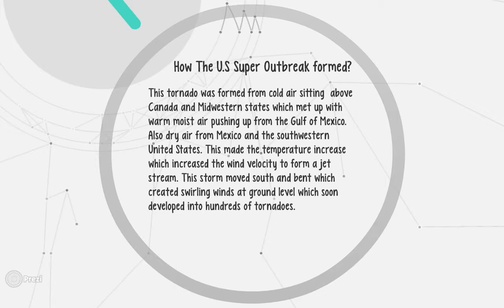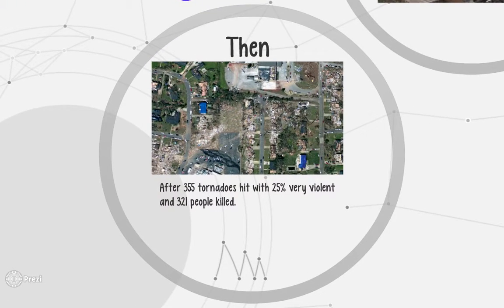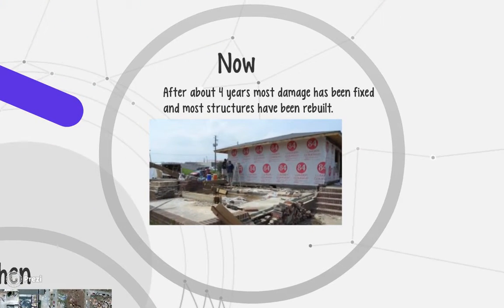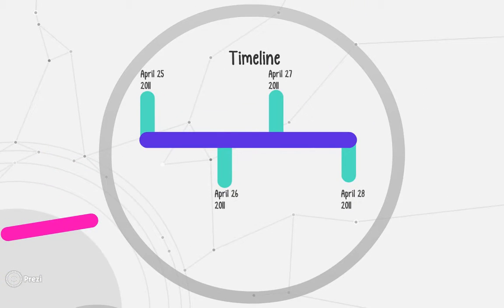This storm moved south and bent, which created swirling winds at ground level, which soon developed into hundreds of tornadoes. Then, 355 tornadoes hit, with 25% very violent and 321 people killed. Now, after about 4 years, most damage has been fixed and most structures have been rebuilt, such as houses and buildings.